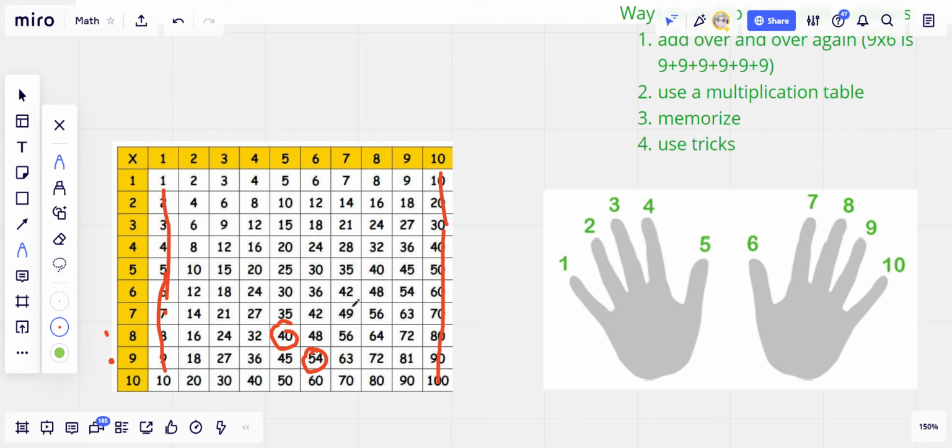And some of those sevens you are just going to have to work on memorizing. 7 times 6, that's a tricky one for a lot of people. That's 42. 7 times 8 is 56. That's a hard one to remember.